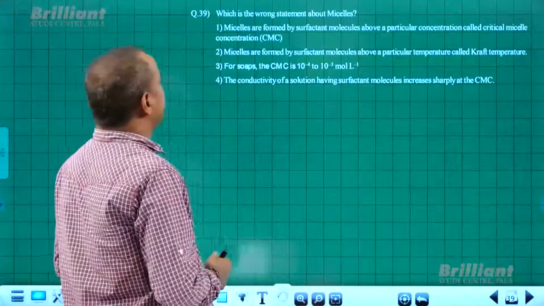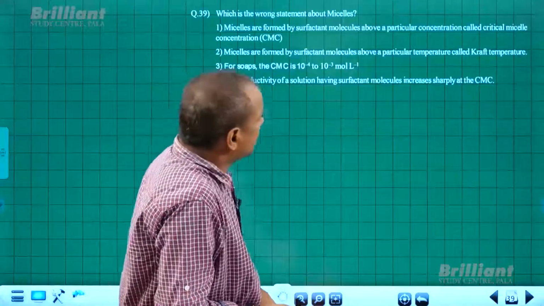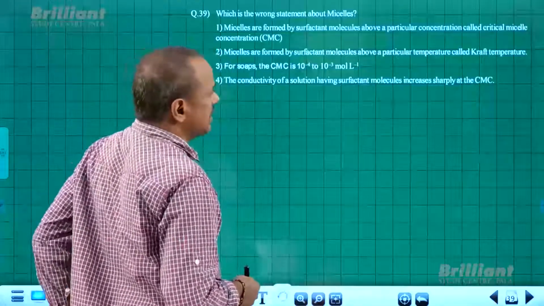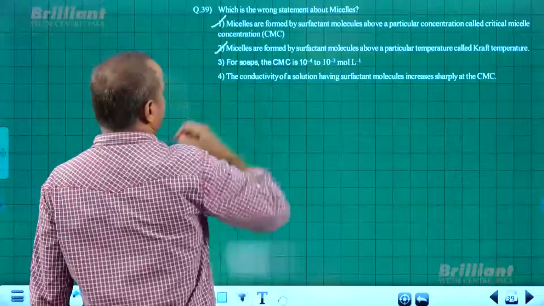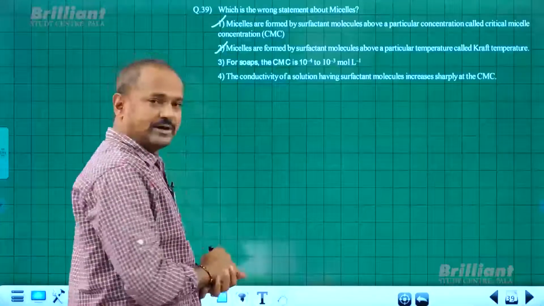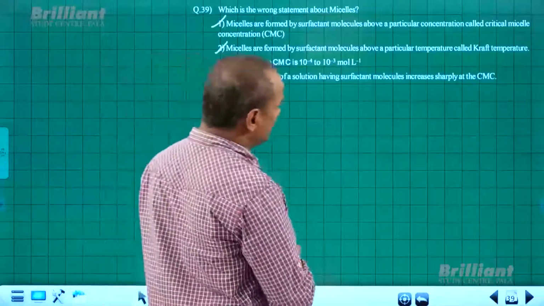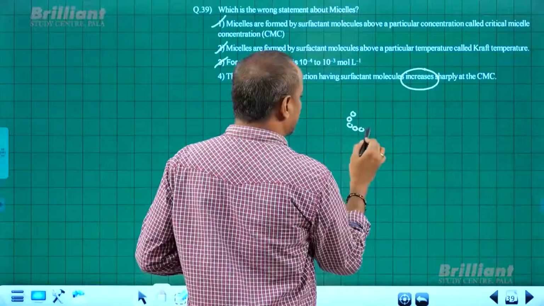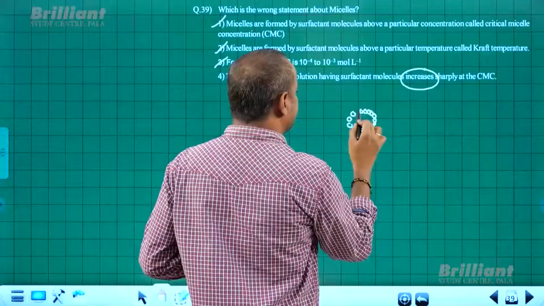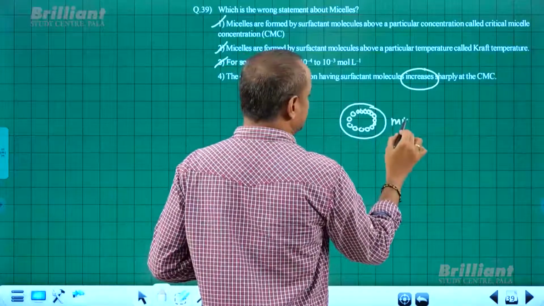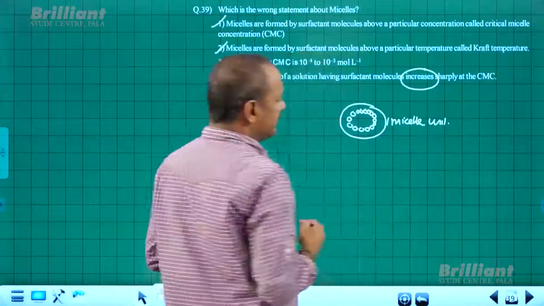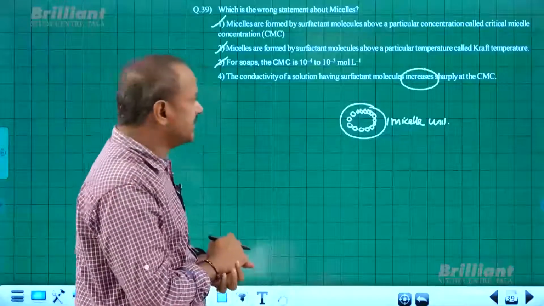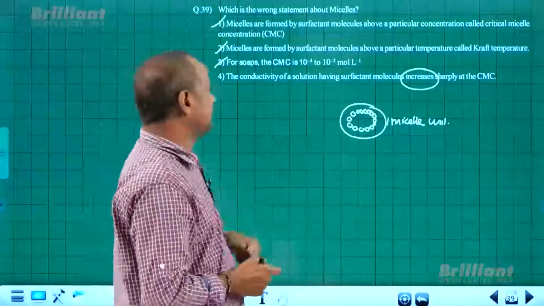Wrong statement about micelles. Micelles are formed by surfactant molecules above a particular concentration called CMC. That is nothing but the definition of CMC, so correct. Micelles are formed above a particular temperature called Kraft temperature, also correct. For soaps, CMC value is 10^-4 to 10^-3 moles per liter, also correct. The conductivity of a solution having surfactant molecules increases is wrong, because it decreases due to grouping of molecules. Nearly 60 to 100 ions combine to form one micelle unit, so individual ions decrease. Therefore conductivity decreases. That is the wrong statement.